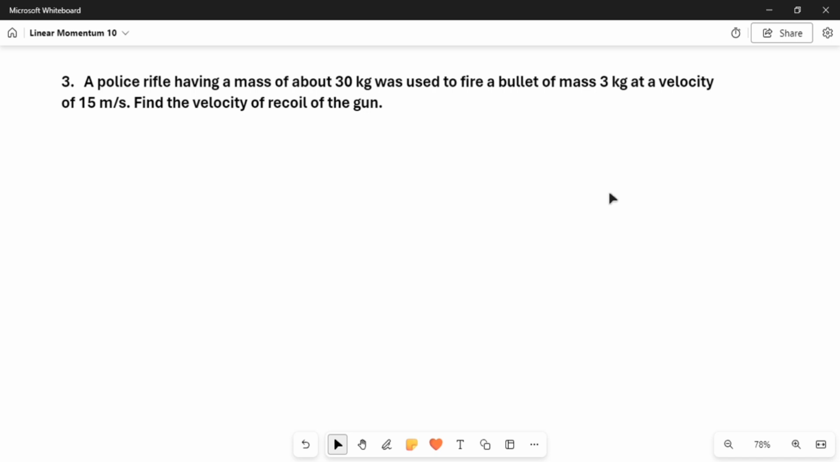Here we have a police rifle having a mass of about 30 kilograms, was used to fire a bullet of mass 3 kg at a velocity of 15 meters per second. We have to find the velocity of recoil of the gun.